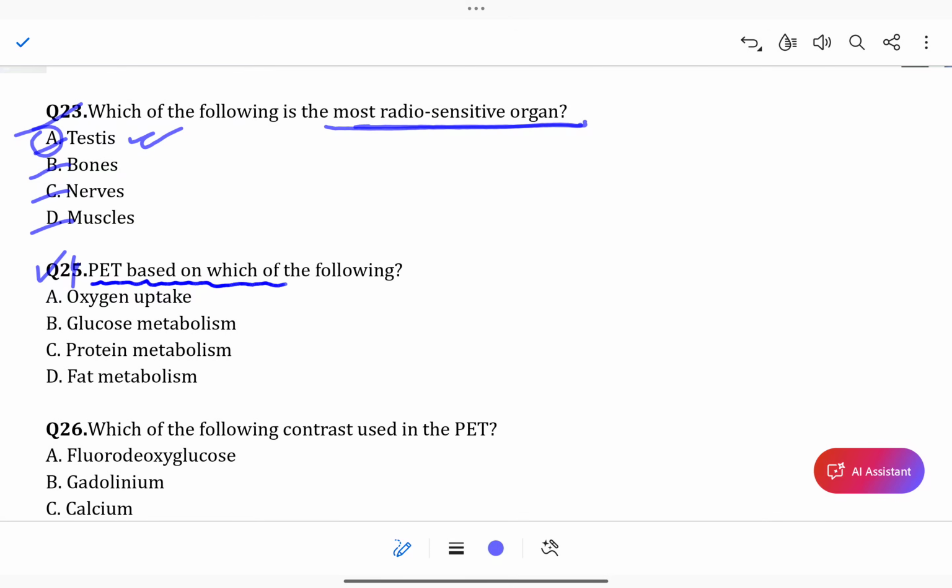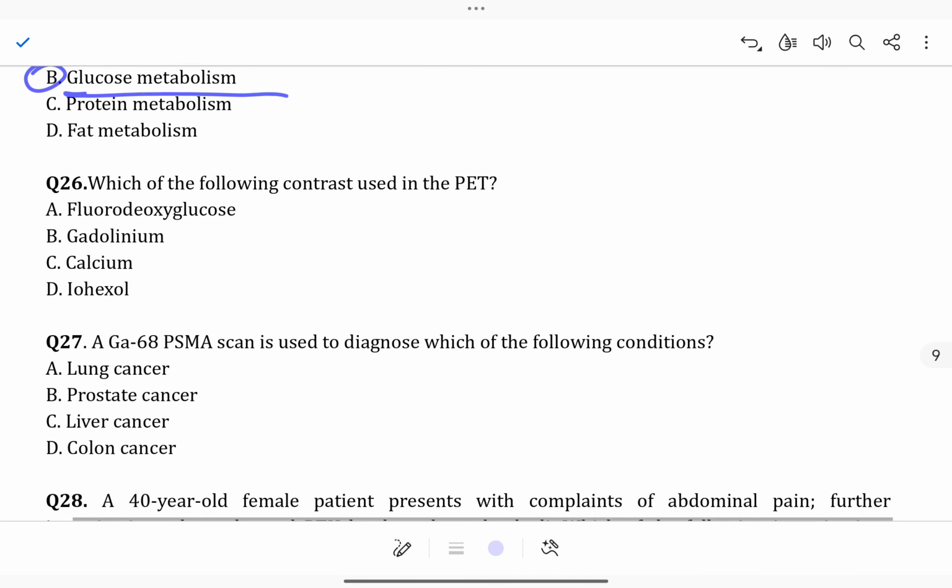Paid based on which of the following? That is oxygen uptake, glucose metabolism, protein metabolism, and fat metabolism. So, paid based on which of the following? Glucose metabolism. Okay. Come to the next question.